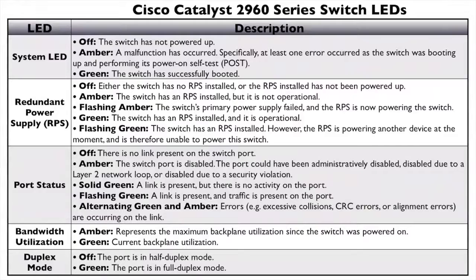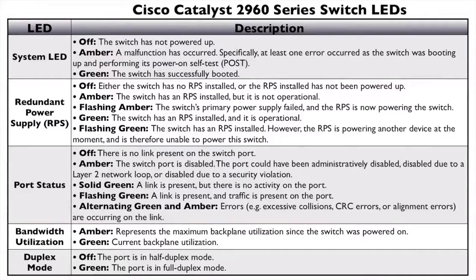The switch's primary power supply, for whatever reason, has failed. Good news, though, we had a redundant power supply, and that redundant power supply is now powering the switch. Green means that an RPS is installed and it is operational. If it's flashing green, then that means that, yes, there is a redundant power supply installed, but it's currently powering another device. It's not able to power this switch.